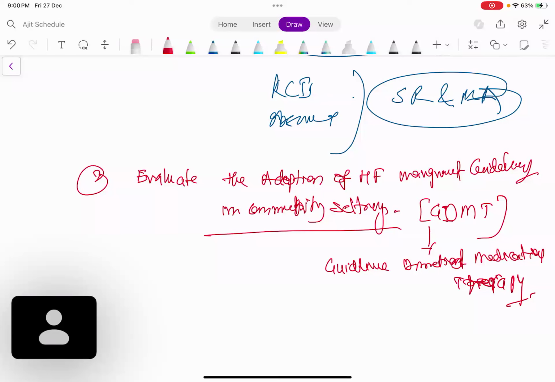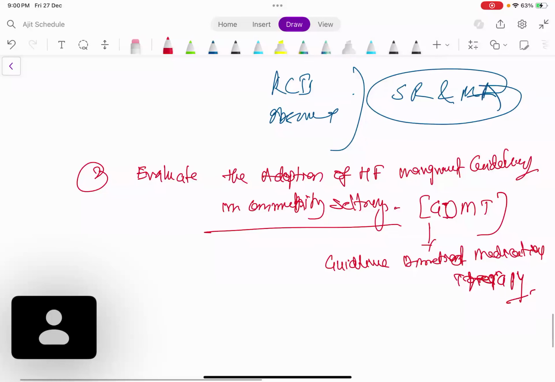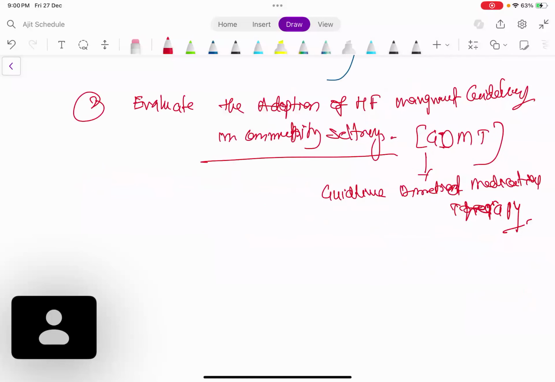So if I want to check the adoption, if I want to evaluate whether heart failure management guidelines are adopted into the community settings or not, what kind of study do I have to do, guys? Tell me.